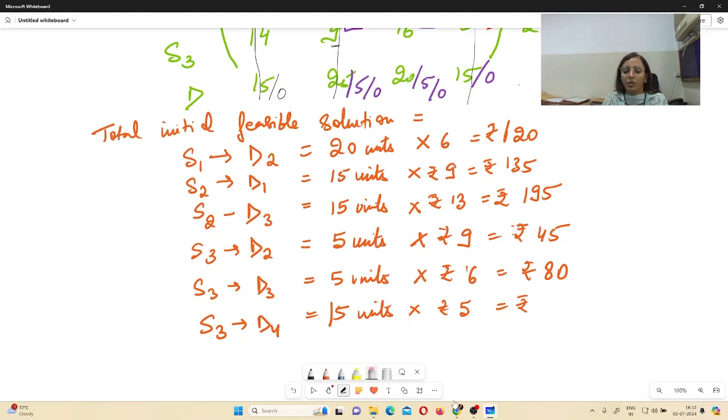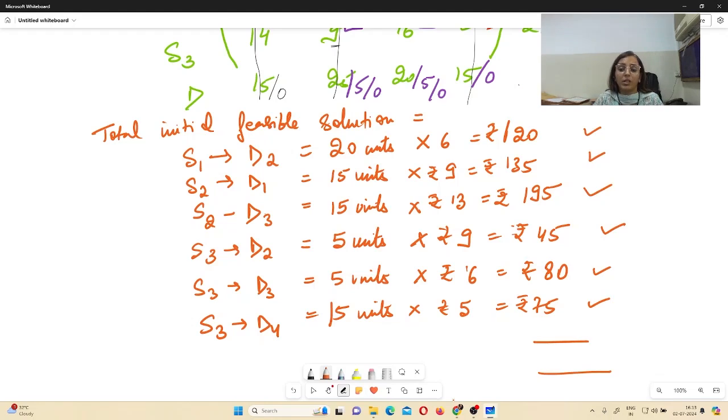Now take a calculator with you and add all the values together. 120 plus 135 plus 195 plus 45 plus 80, and the last one is your 75. Add all these figures and you will get the answer of 650 rupees. That means with the least cost method, the same question which we did from the northwest corner, we calculated from this part and we get the answer of 650 rupees.